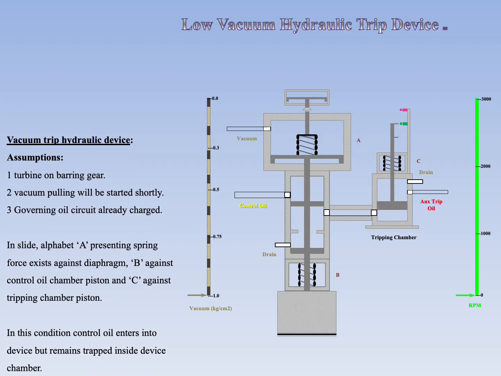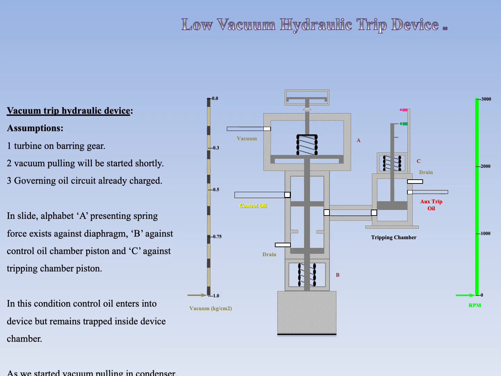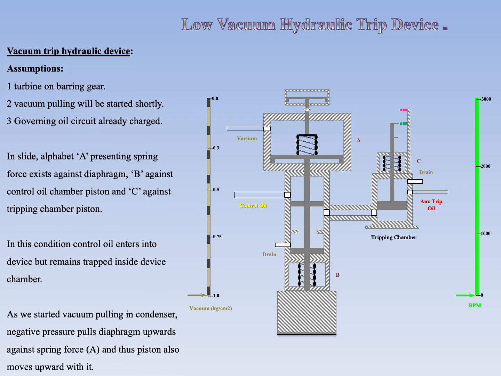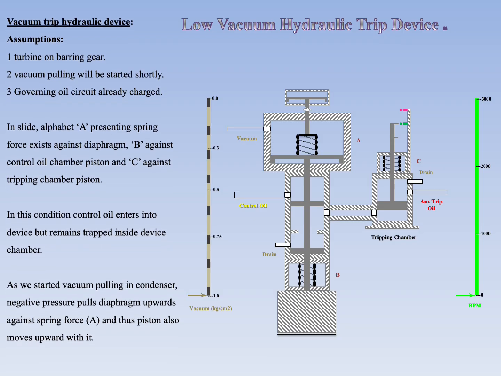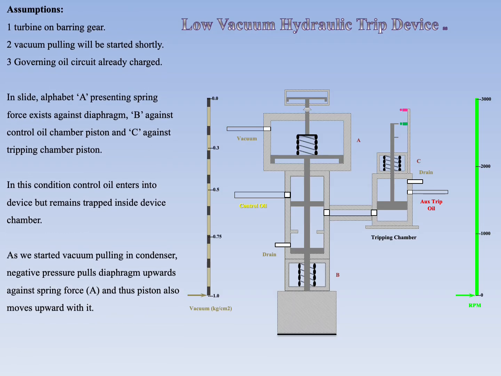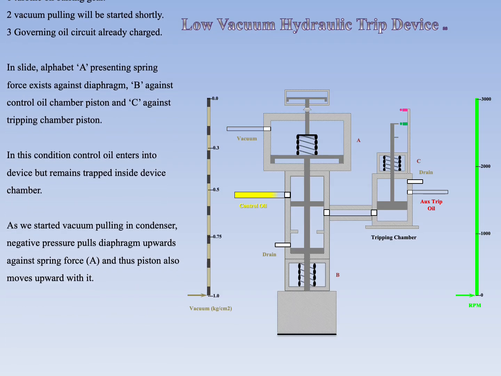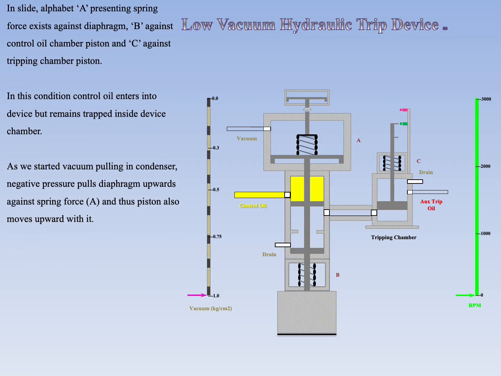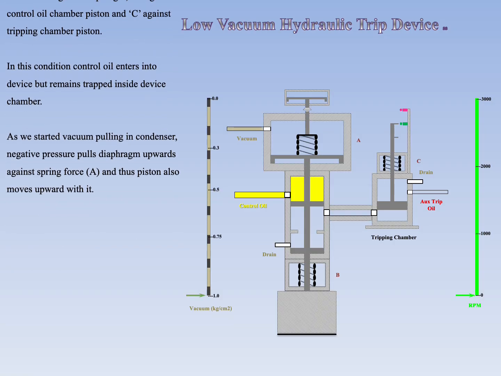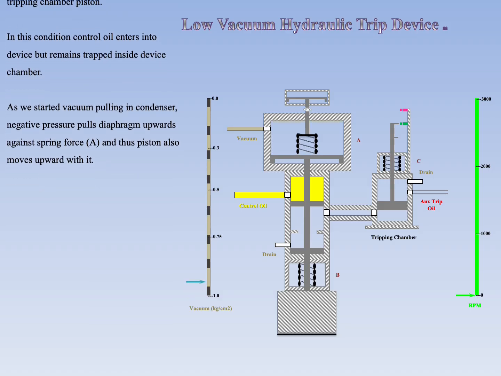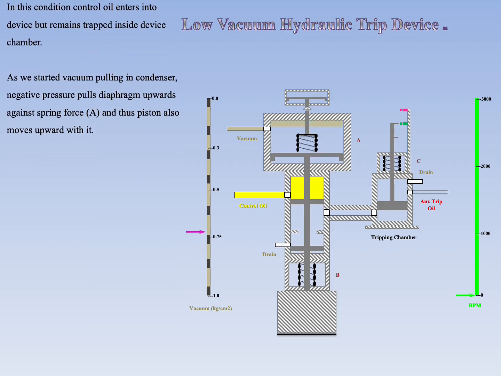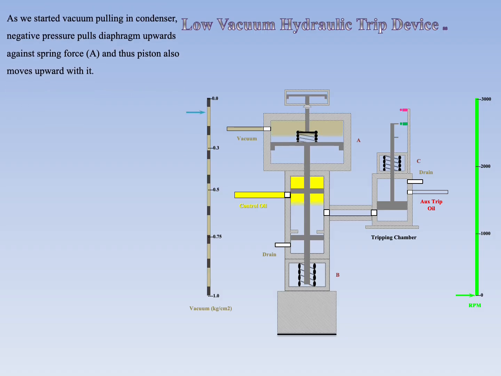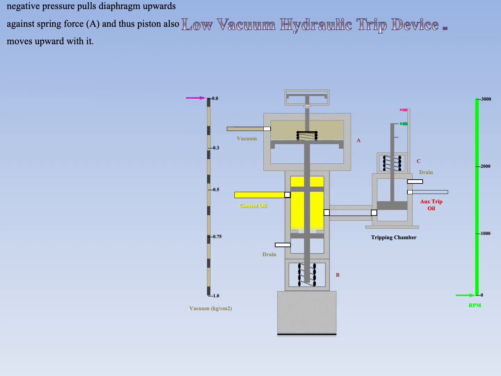In the slide, alphabet A represents spring force against the diaphragm, B against the control oil chamber piston, and C against the tripping chamber piston. In this condition, control oil enters the device but remains trapped inside the device chamber. As we start vacuum pulling in the condenser, negative pressure pulls the diaphragm upwards against spring force A, and the piston also moves upward with it.